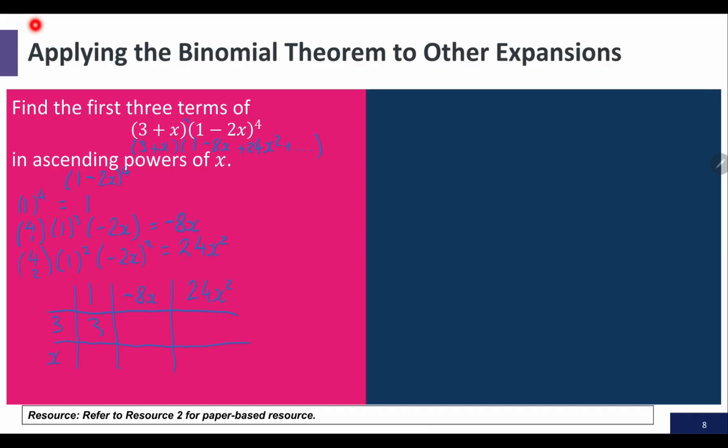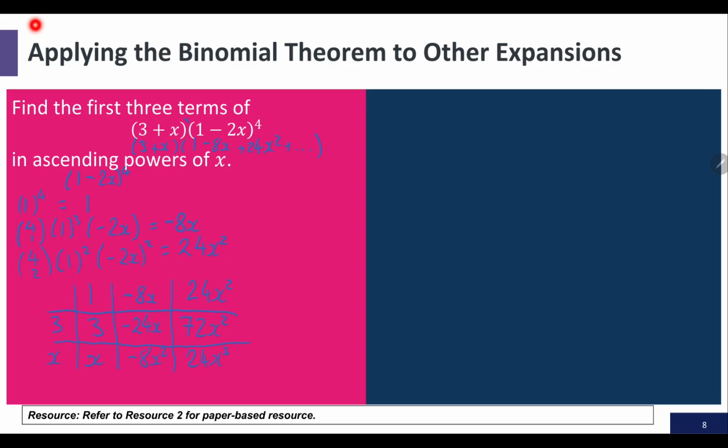So 3 lots of 1 is 3. 3 lots of minus 8x is minus 24x. And 3 lots of 24x squared is 72x squared. 1 lot of x is x. Minus 8x multiplied by x is minus 8x squared. And 24x squared multiplied by x is 24x cubed.